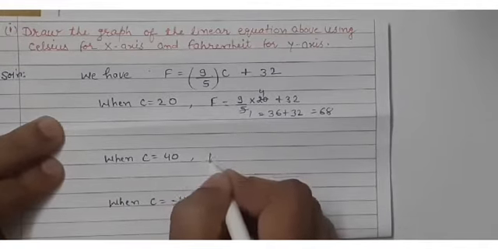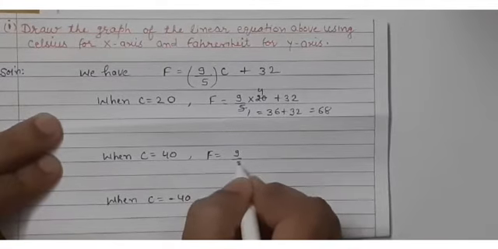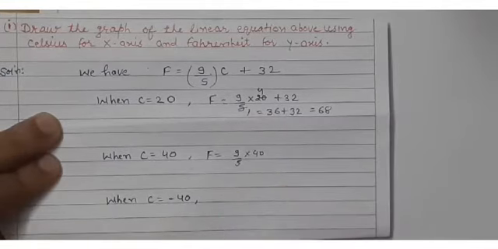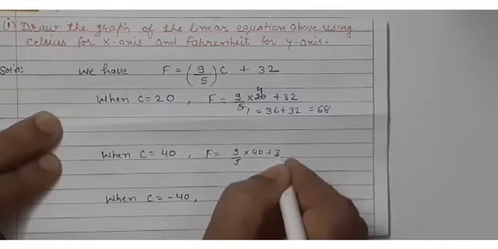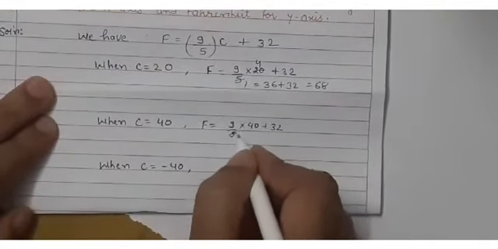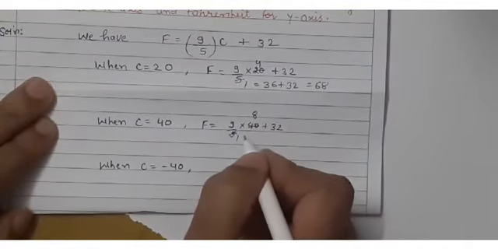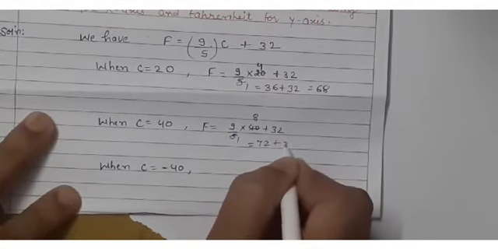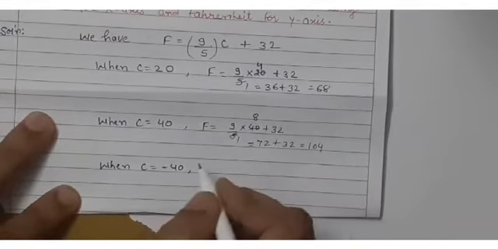So again I have to put in place of C, 9 upon 5 into 40 plus 32. Okay, so 5 1 are 5, 5 8s are 40. So what will come? 9 8s are 72 plus 32. This will be 104. Okay.